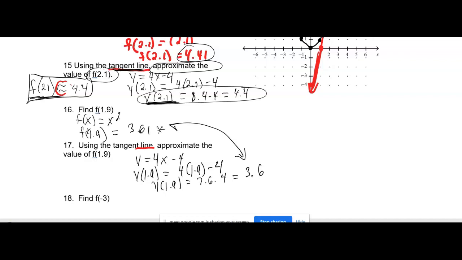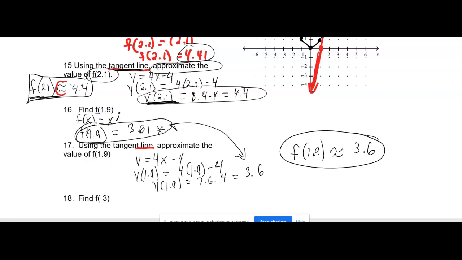Here's the exact value of the curve. This is the approximate value on the line, but then just write it as such. The approximate value for my function at 1.9 is approximately 3.6, and that's what we would want to say our answer is. So this is exact. 16 is the exact value. If we weren't able to find that, we can use our line. This would have been our approximate value. All right.